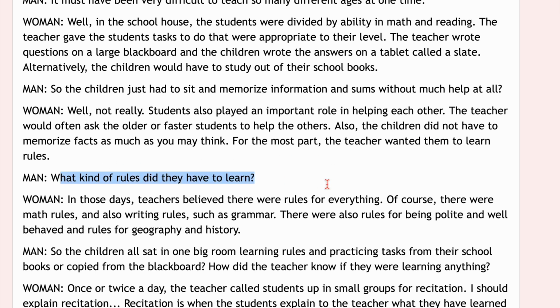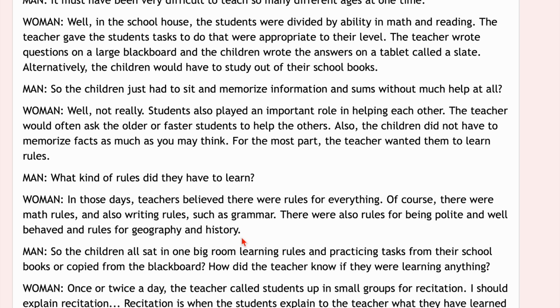What kind of rules did they have to learn? In those days, teachers believed there were rules for everything. Of course, there were math rules, writing rules such as grammar. There were also rules for being polite and well-behaved, and rules for geography and history.